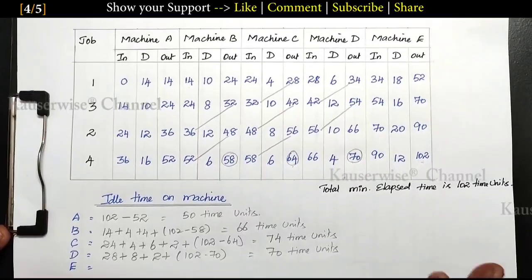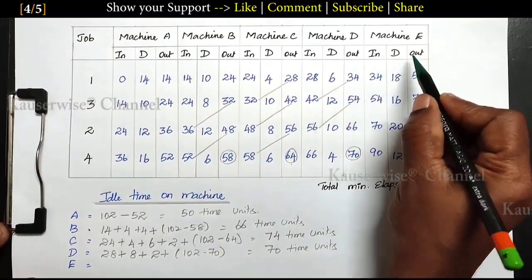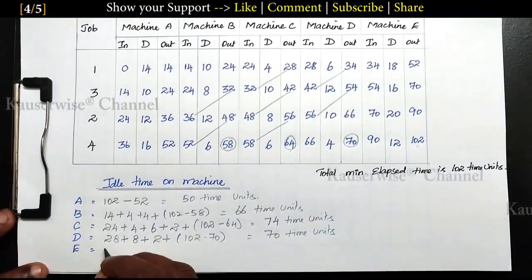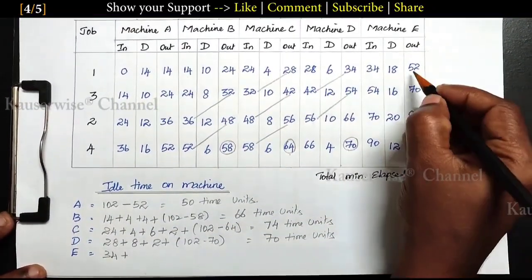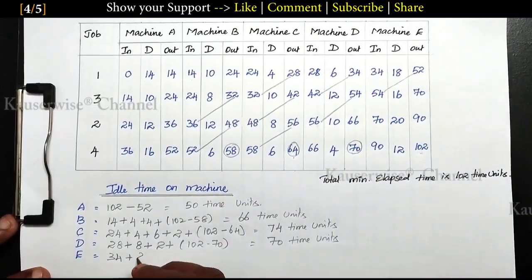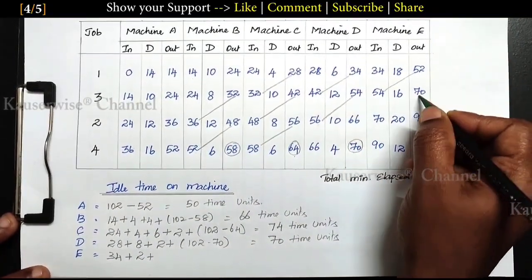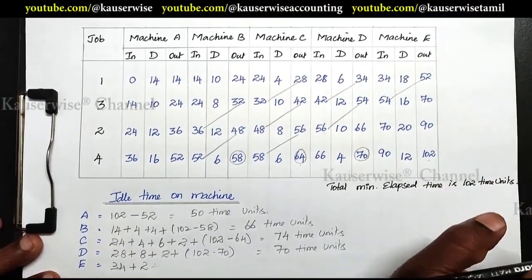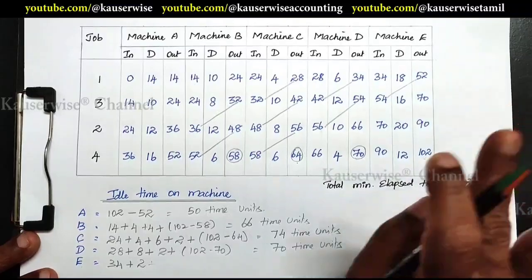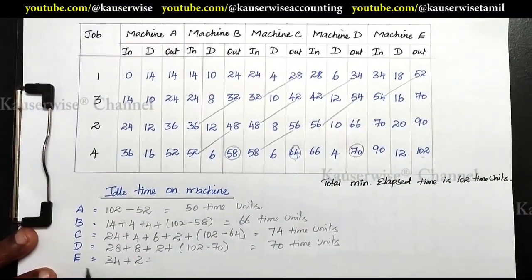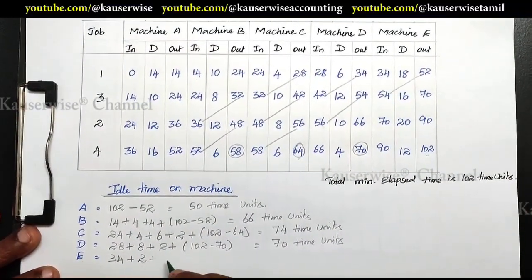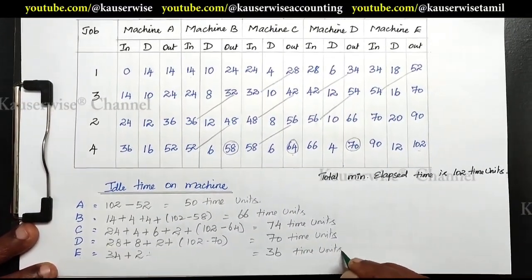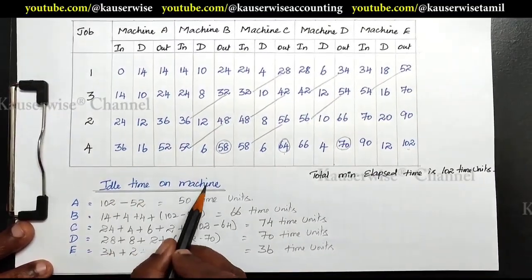Okay, the next one. In the same way for machine E. So machine E's starting time is 34 minutes. Till such time it's an idle time for machine E. So 34 plus 52 and 54, 2 minutes. 70, 70, no difference. 90, 90, no difference. This is the last duration. You cannot compare with the total elapsed time for the last machine. That's all. So total idle time for machine E is 34 plus 2, so total 36 time units. So this is the way to find out the idle time on machines individually.